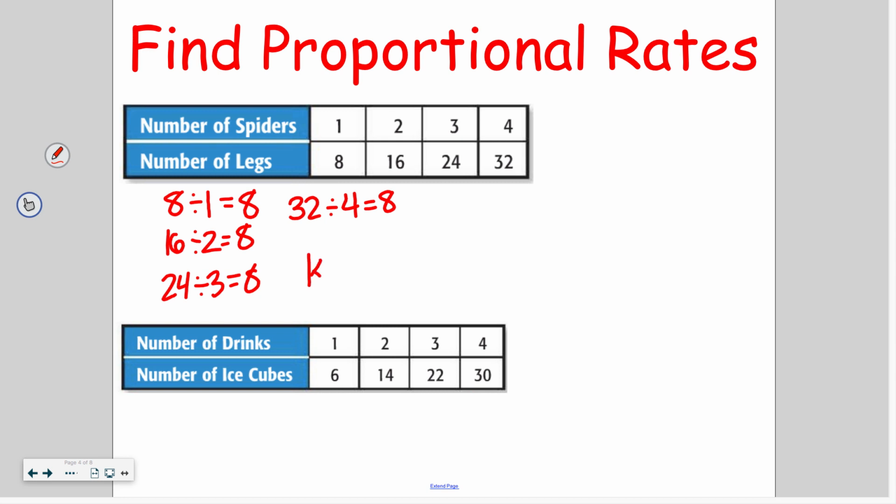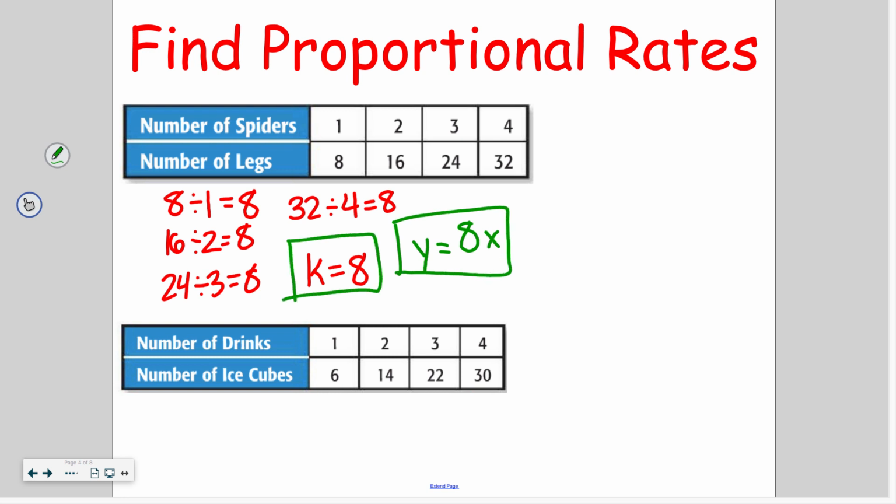Our k value is 8, which means if I was going to write the equation for this table, it would say y is equal to kx. In this case, our k value is 8. So what it's saying is if I do 8 times 1, I get 8. 8 times 2 is 16. 8 times 3 is 24. 8 times 4 is 32. So this equation describes the table, and this is our constant of proportionality.